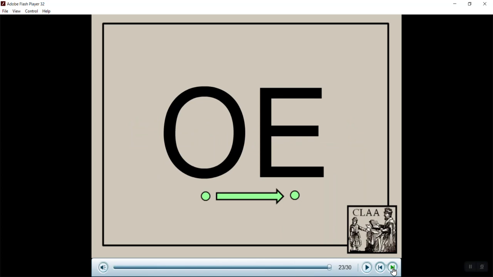The fifth Latin diphthong is oi, oi. You can see that this diphthong is made up of the vowels o and e. Point to the green dot under the vowel o, and we'll read this diphthong together. Oi, oi, oi.